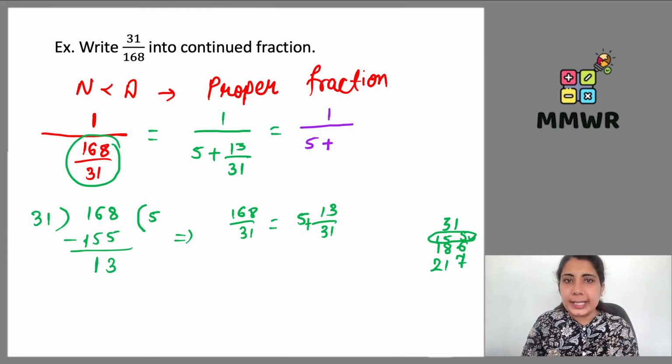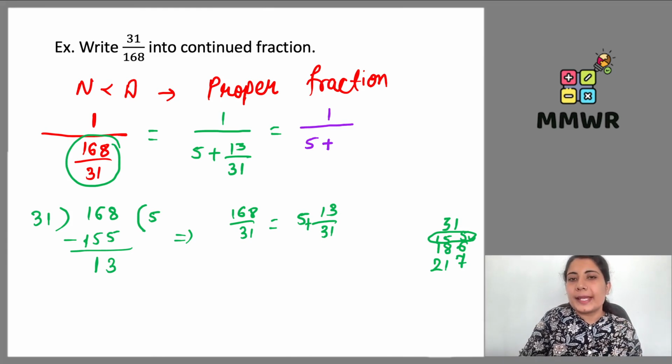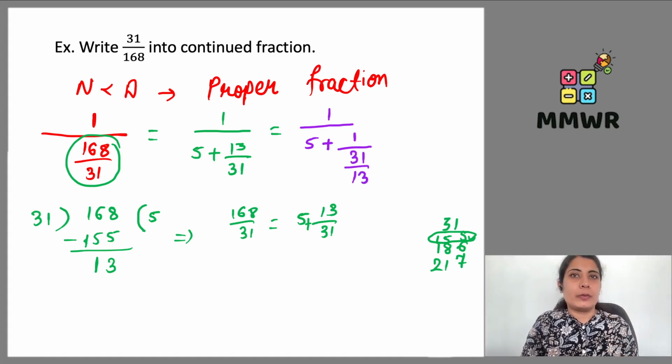Exactly. We usually do this. How will I write 13 upon 31? 1 upon 31 upon 13, as we did with 31 upon 168, because a proper fraction will not convert by itself. Somehow we have to make it into an improper fraction.